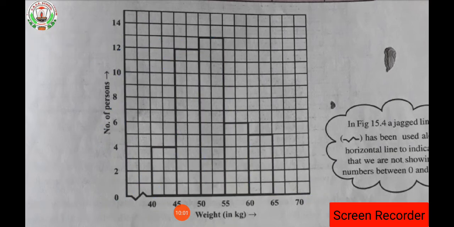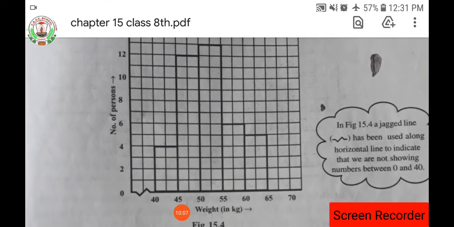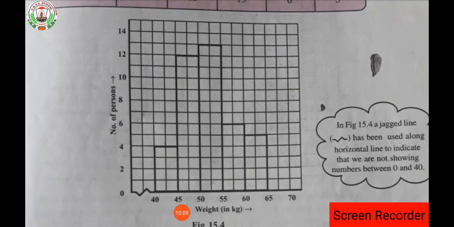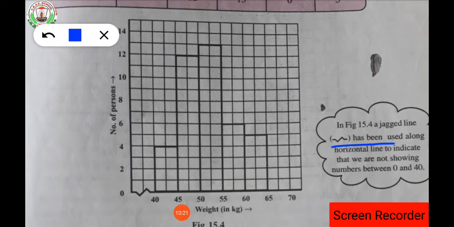So according to the table only we have to draw the graph. One more thing, students: in figure 14.4 a jagged line, that means a zigzag line, has been used along the horizontal line to indicate that we are not showing the numbers 0 to 40. So why is this zigzag line given in the histogram?